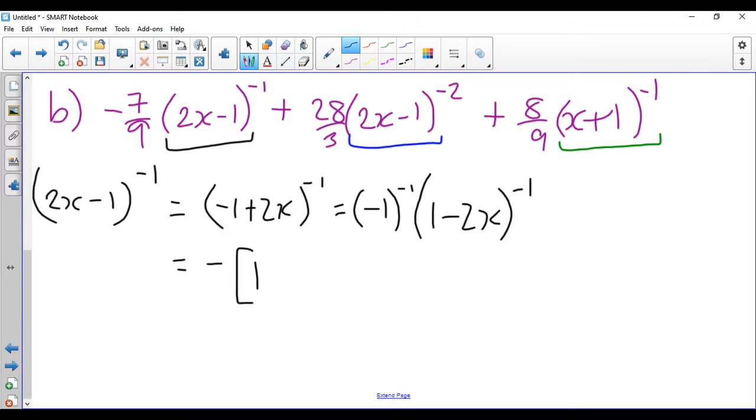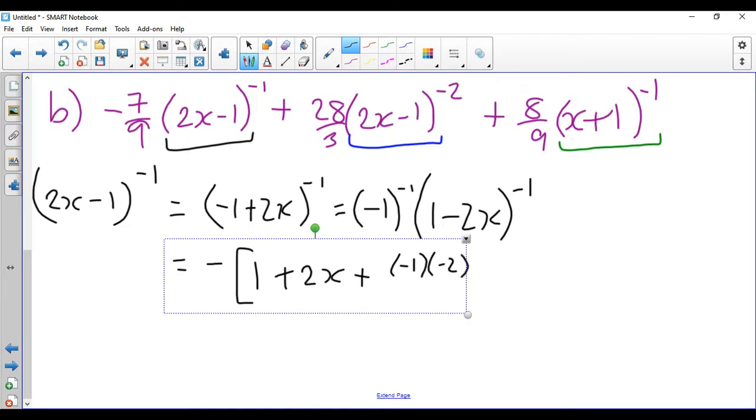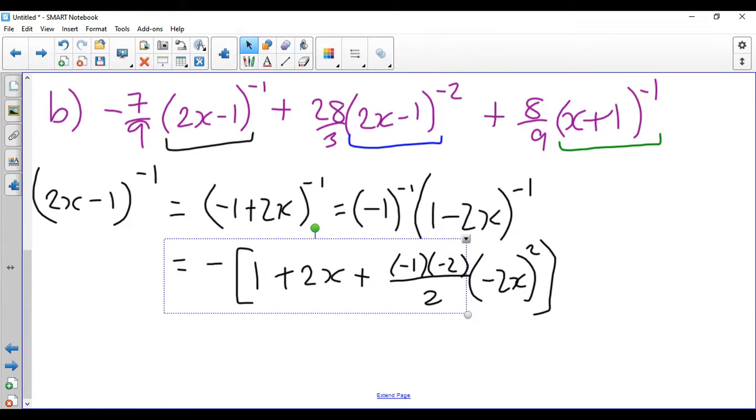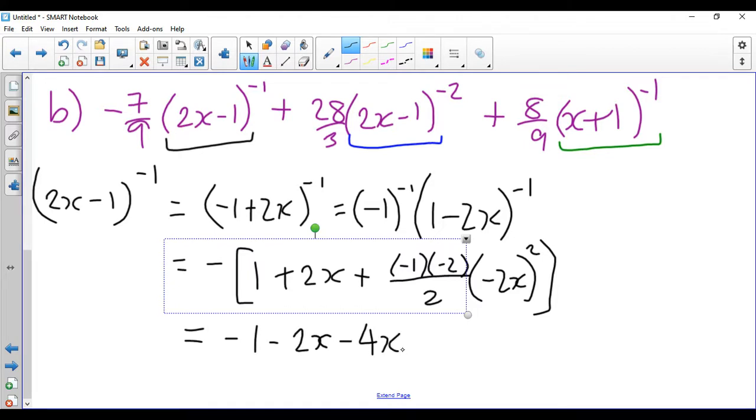1. Now, if I do minus 2x times minus 1, that's plus 2x. Then, minus n minus 1 over 2 factorial, minus 2x to the power 2. I only need to go up to a quadratic, which is good. So I'm just going to leave that there. Okay, so I know if I simplify that up, I will have minus 1 minus 2x minus 4x squared.